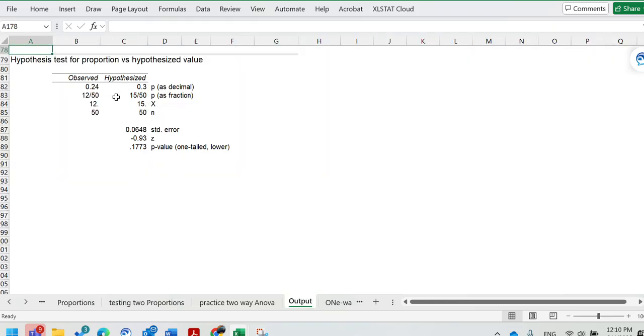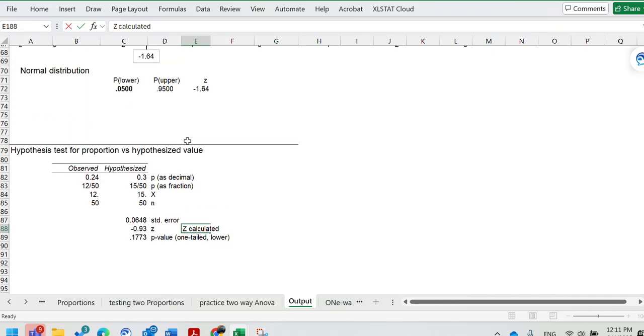So what do I get here? It gives us the clear detail. It says 12 people were there. It should actually be 15, because 30% of 50 means 15, but we have only 12 people. So what is our Z value? Our Z value is minus 0.93. So this is the calculated Z.